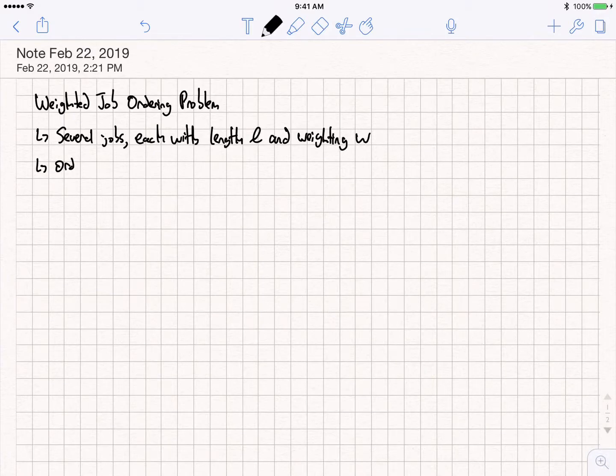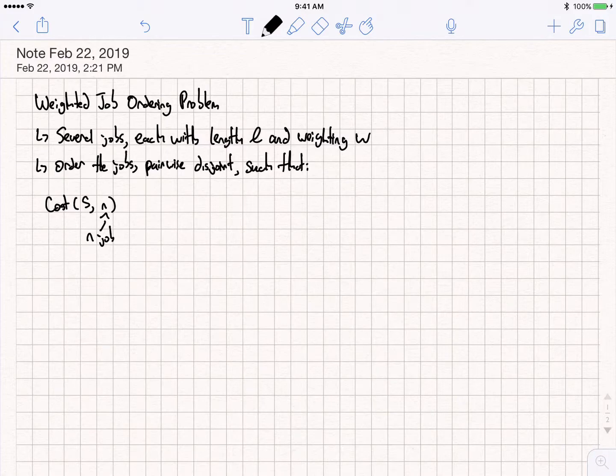Now we want to order the jobs in a pairwise disjoint fashion such that our cost function for S with n jobs is equal to the summation from i equals 1 to n of the weighting of job i times the completion time of job i.